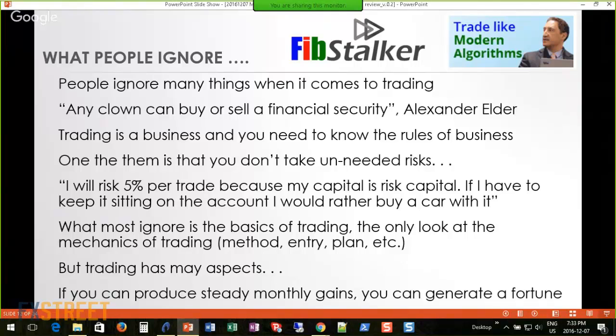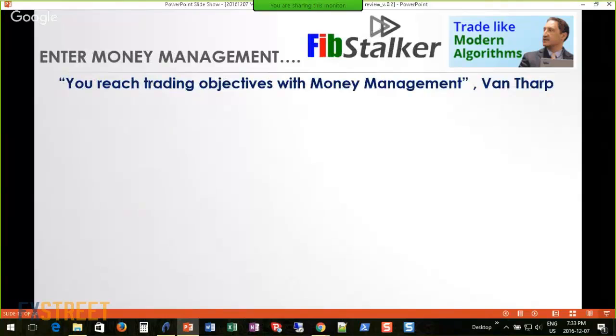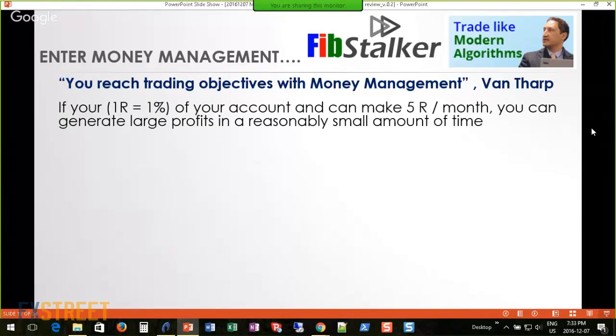Okay. And so enter money management here. You reach trading objectives with money management, as Van Tharp teaches. It's not risk management. It's not the method. It's not psychology, although psychology is very, very important in trading and it's required. But whenever you state some objectives, be they performance objectives or risk containment objectives and so on, the tool you use to reach those objectives is money management. So if you risk 1%, your 1 unit of risk is 1% of your account, and if you can make 5 units of risk per month, you can generate large profits in a reasonably small amount of time. And you might ask now, how do I do that, right?